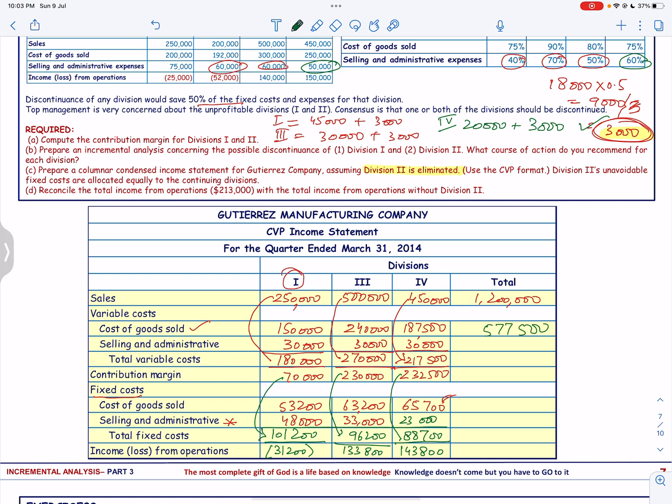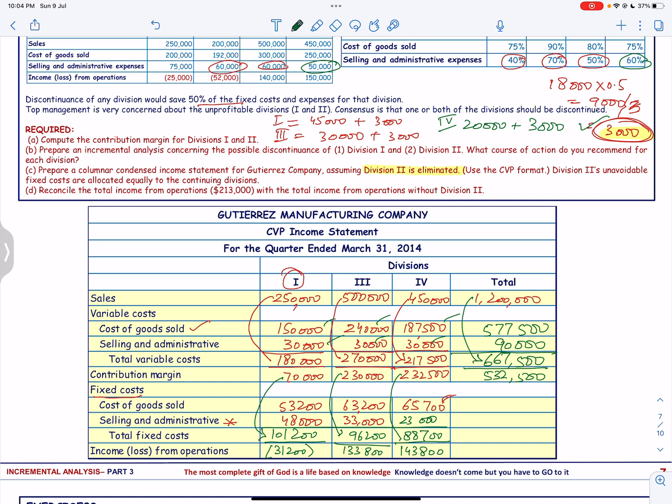So the total cost of goods sold will be 577,500, the total of 150 plus 240 plus 187, and the total variable selling and administrative will be 90,000, and the total variable cost will be 667,500, and the contribution margin will be sales minus total variable cost, that is 532,500.